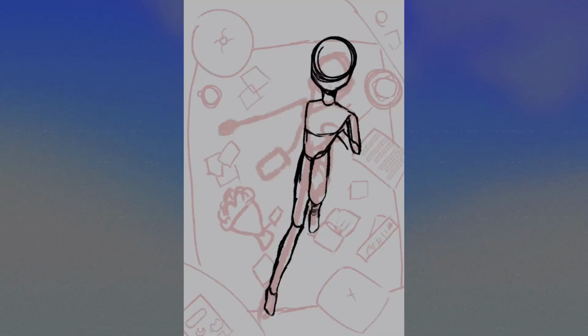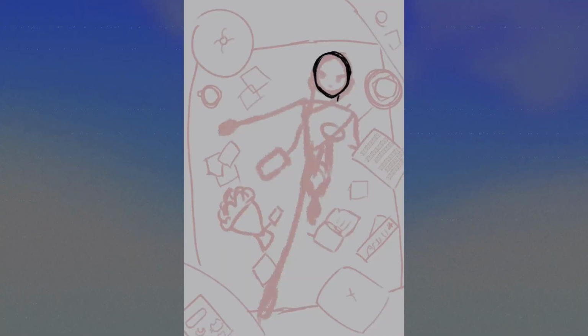Then, I refine the body, but it still looks bad, so I get the help of a 3D model. Man, I hate anatomy.